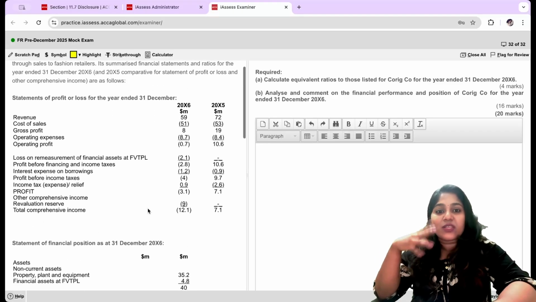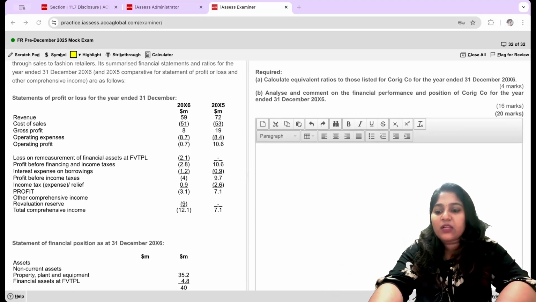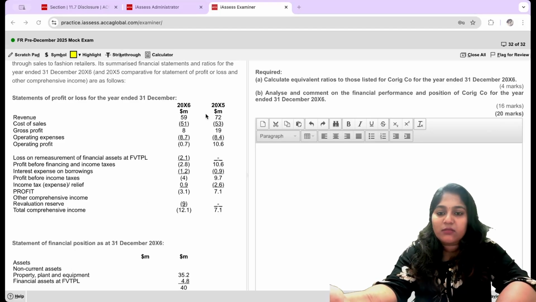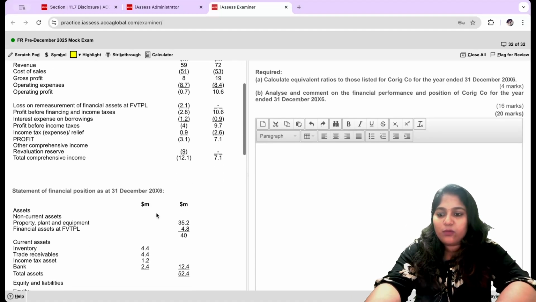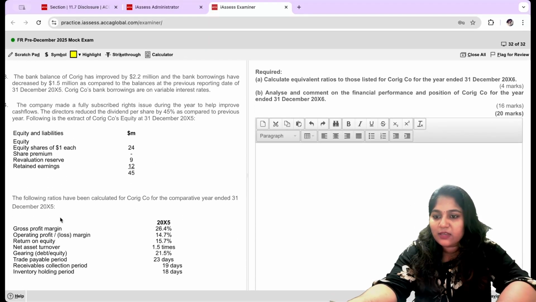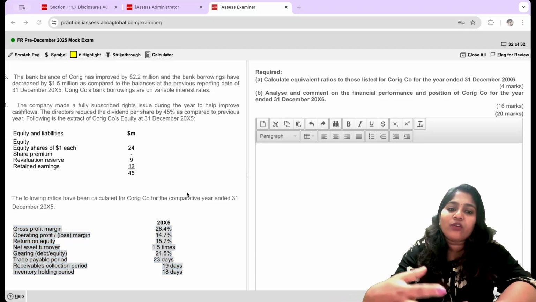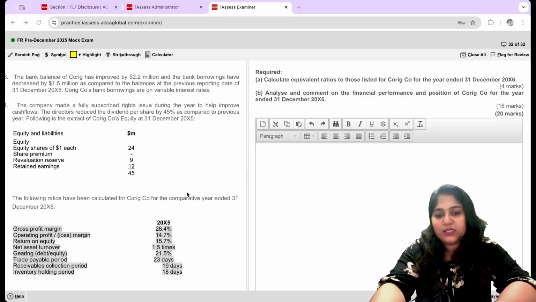So they're asking us to calculate equivalent ratios. Now, ma'am, how do we know we have to calculate these ratios only? Sometimes we might not know which ratios we have to calculate. See, they've asked the question for 4 marks. Please see if there are any ratios which are already calculated. If you can see, we have so many ratios. Gross profit 1, 2, 3, 4, 5, 6, 7, 8. These are all the ratios that we have. So you have to go ahead and calculate the same ratios once again.